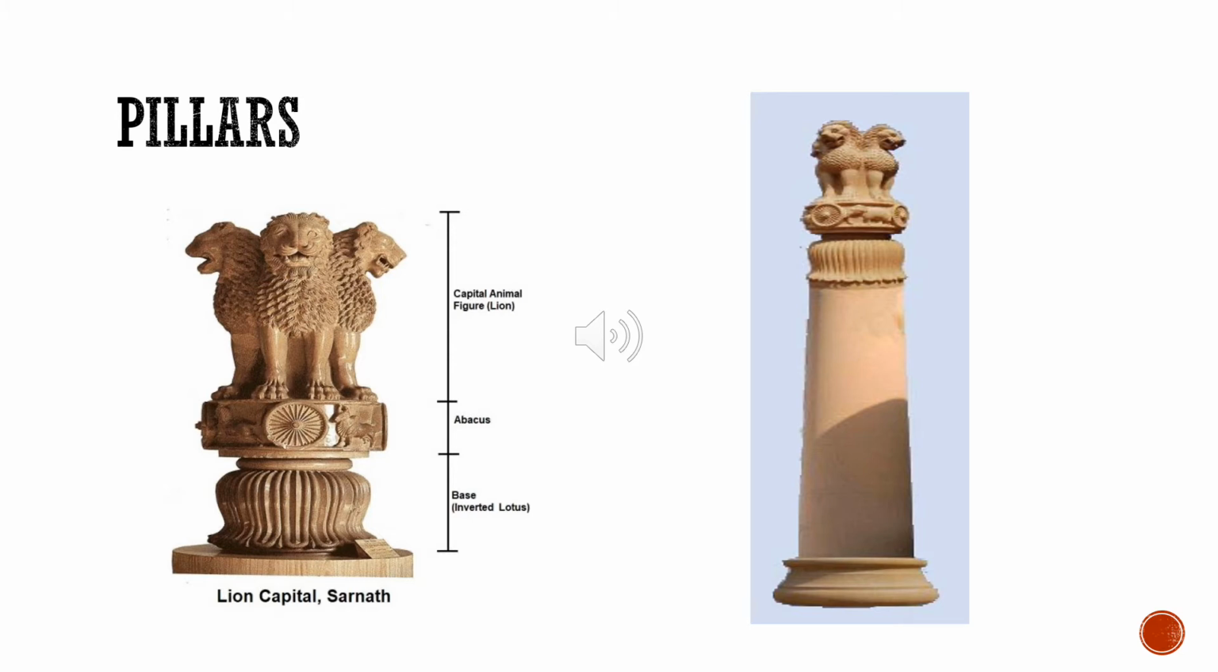One is the base, another is the abacus, and the last part is the animal figure, in which we can see different animals in different pillars across India. Lion is the most famous one, then elephant, bull. It has been said that Ashoka set up at least 30 freestanding pillars across the Mauryan dynasty, of which 10 had edicts engraved on them.